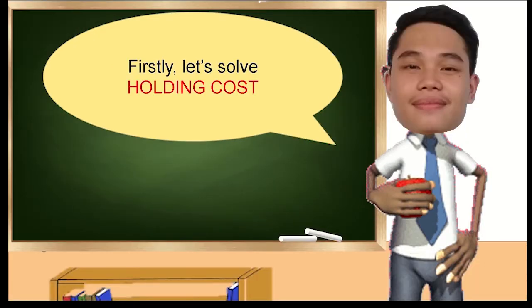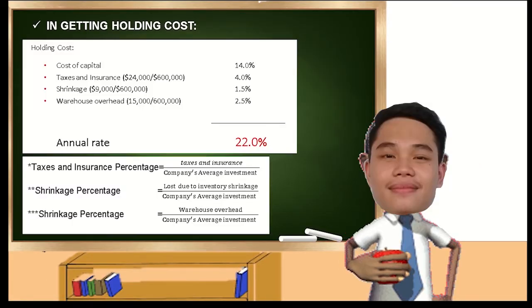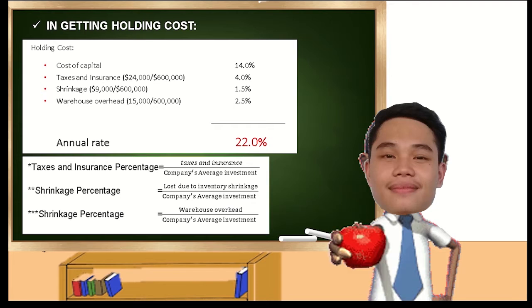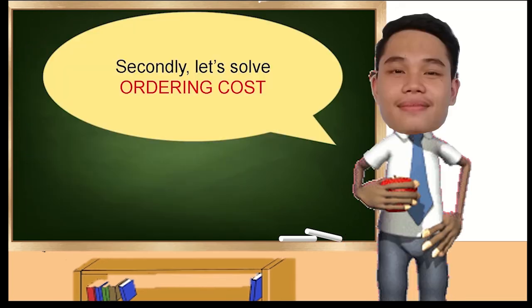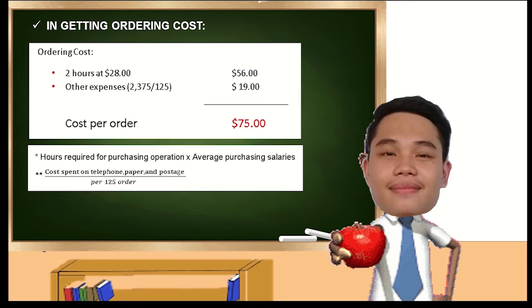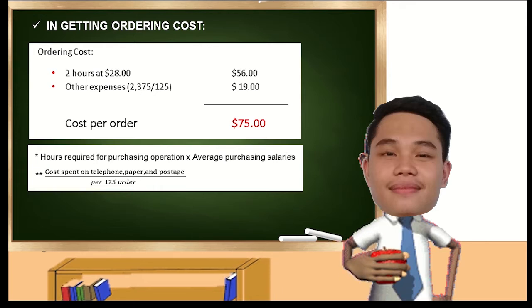Anyways, firstly, let's solve holding cost. For solving, we calculated the total percentage of taxes and insurance, shrinkage, and warehouse overheads. Adding all the percentages calculated earlier and also adding cost of capital in the equation, resulting in an annual rate of 22%. Secondly, let's solve ordering cost. We calculated the total purchasing cost by multiplying these two factors while dividing for the calculation of other expenses. By adding the two, the cost per order now is $75.